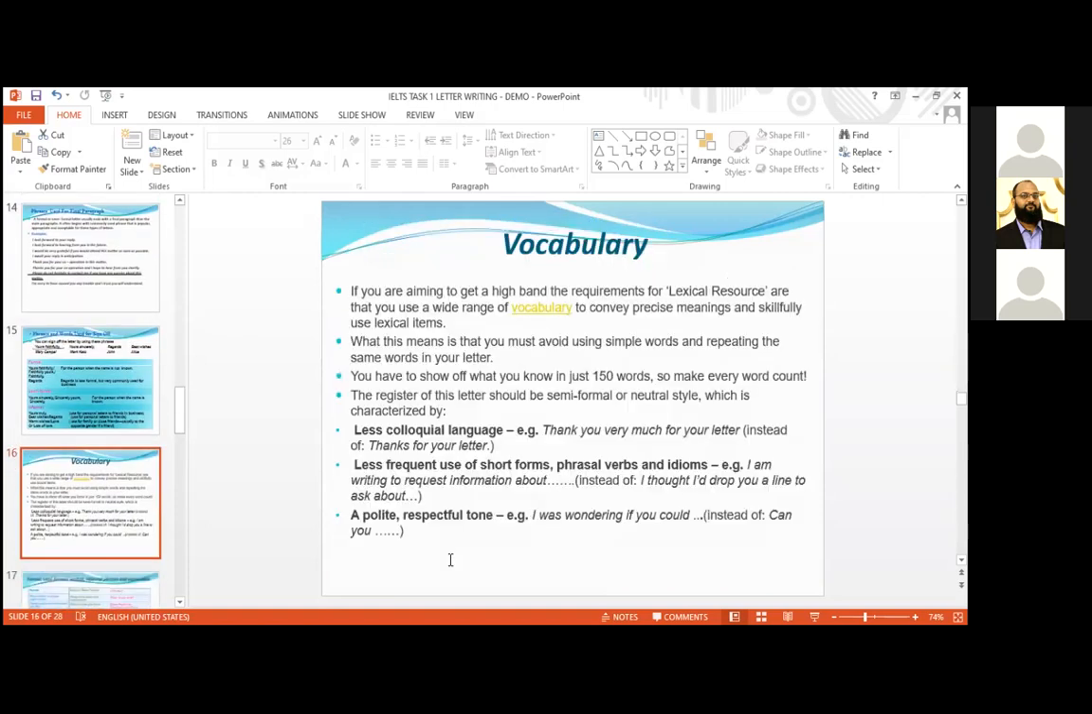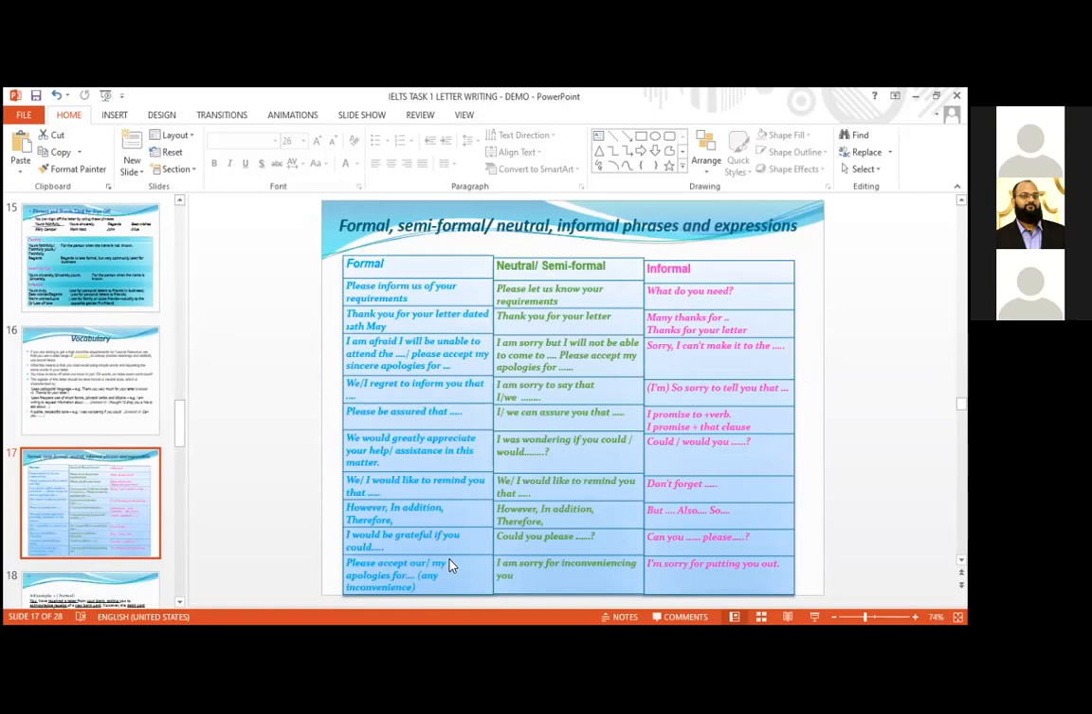All right, so vocabulary is also quite important in IELTS test. Try to be more careful when you are using writing in a formal context, in a neutral or semi-formal context, or in an informal context. Every context has different kind of expression.